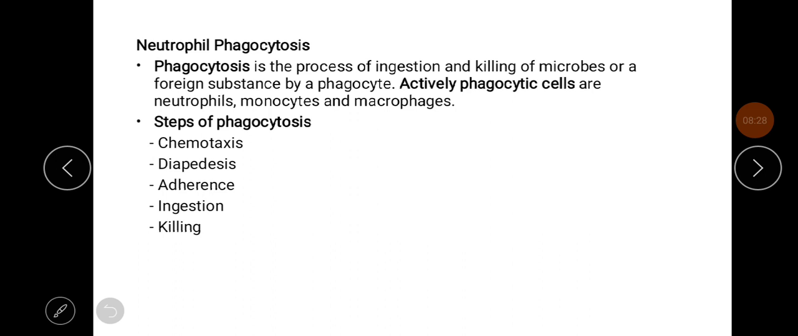Neutrophil phagocytosis. Phagocytosis is a process of ingestion and killing of microbes or a foreign substance by a phagocyte. Actively phagocytic cells are neutrophils, monocytes, and macrophages. There are several steps of phagocytosis, which involve chemotaxis, diapedesis, adherence, ingestion, and killing.